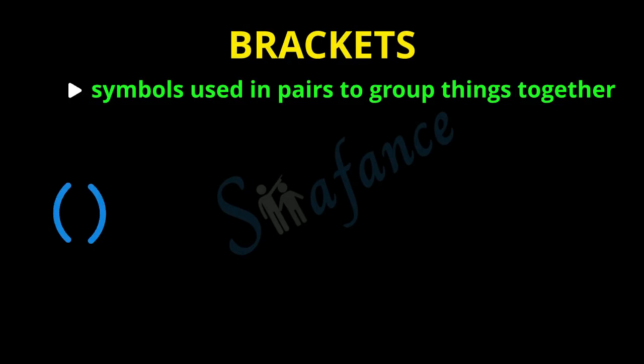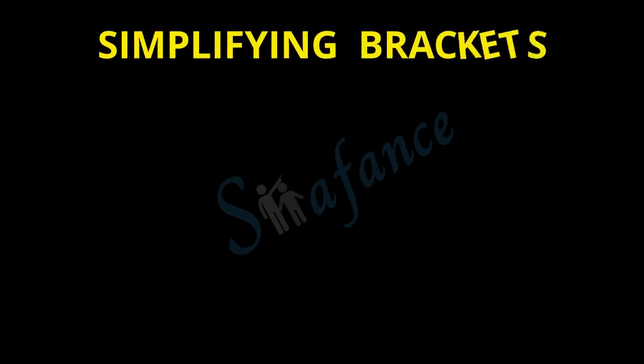So here are some examples of brackets. We can see the symbols come in a pair of two. These are the symbols used in pairs for grouping things together. Now let us see how they are used. First, we will see how to simplify brackets.